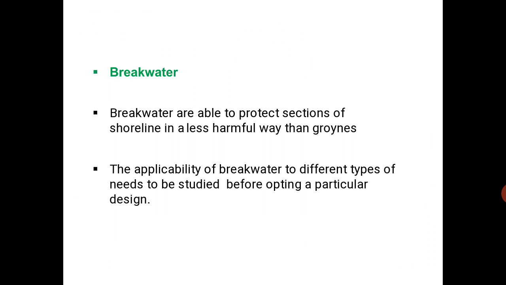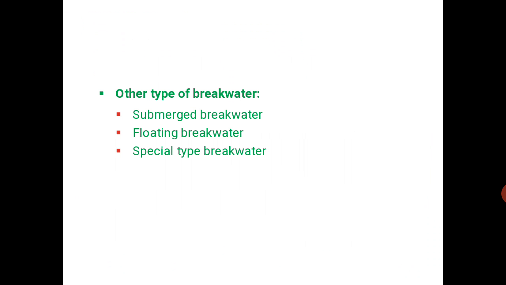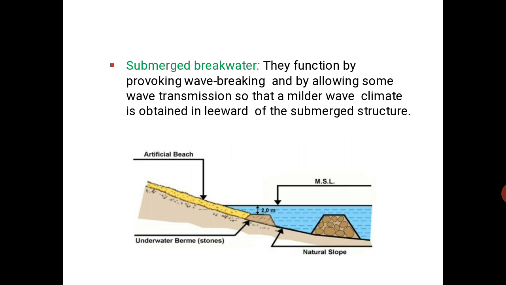Submerged breakwater. They function by provoking wave breaking and by allowing some wave transmission so that a milder wave climate is obtained in the leeward of the submerged structure. You can see the image of a submerged breakwater. Floating breakwater. They work by dissipating and reflecting part of the wave energy. No surplus water is brought into the sheltered area in this situation.